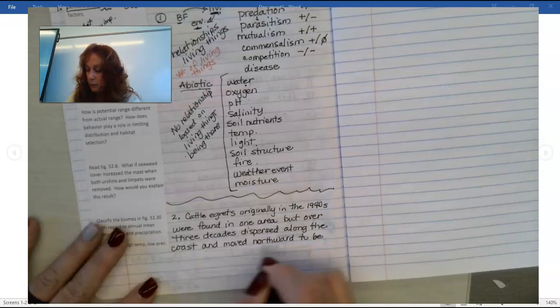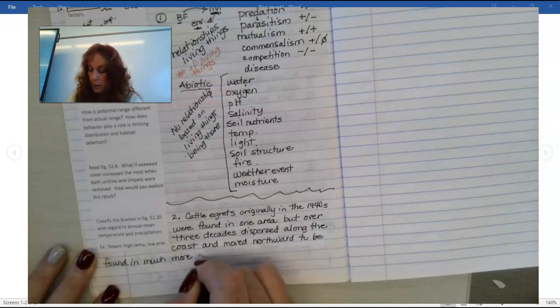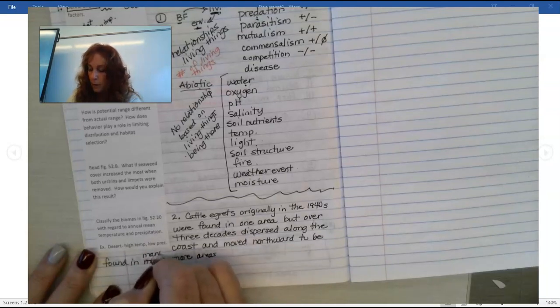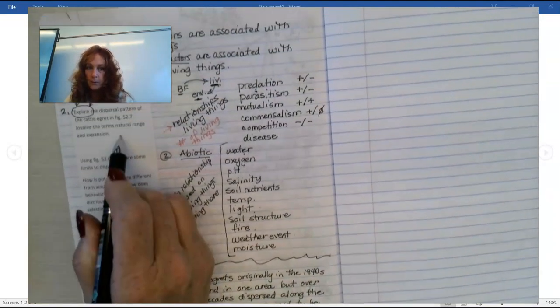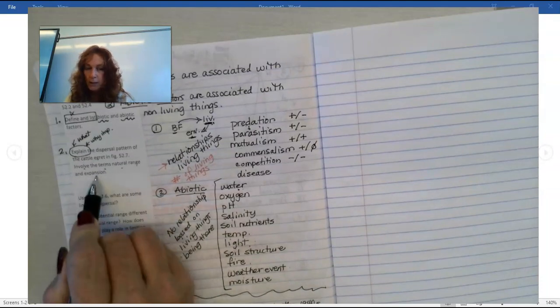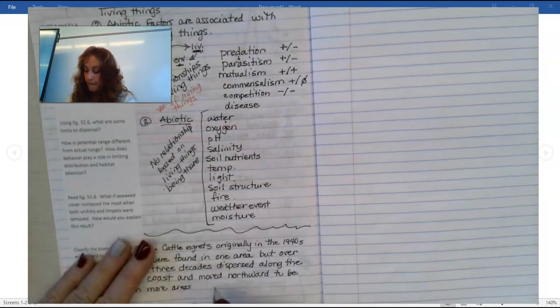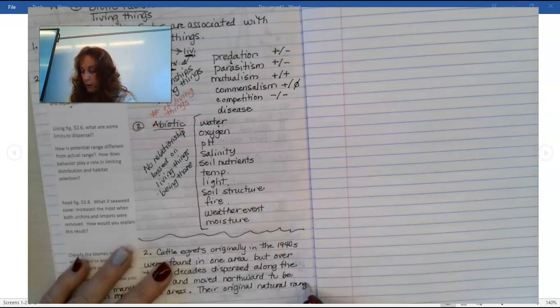To be found in much more areas. How about many more areas? Many more areas. Okay. So talk about natural range. Involve the terms natural range and expansion. So their original natural range was where they first started. So in that small area.